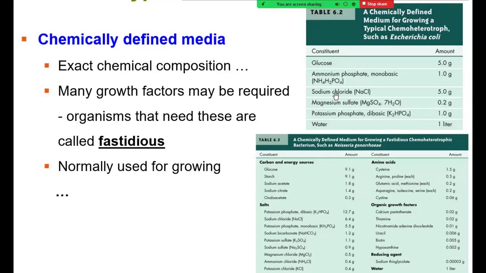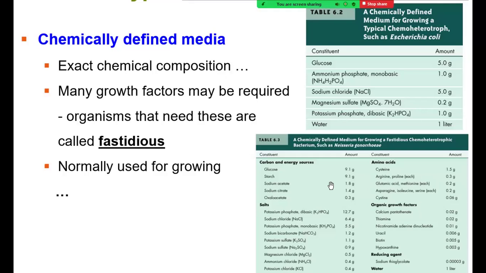Now, many organisms cannot grow in this media. That would be an organism that is fastidious, in which case you must supply specific molecules in order for the organism to grow. A fastidious organism is one that does not grow easily. It's an organism where certain minerals, chemicals, or nutrients must be supplied in order for it to grow.